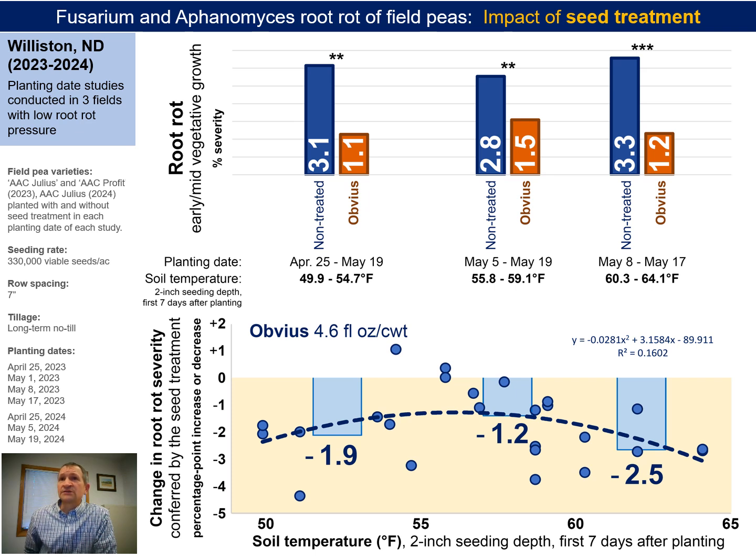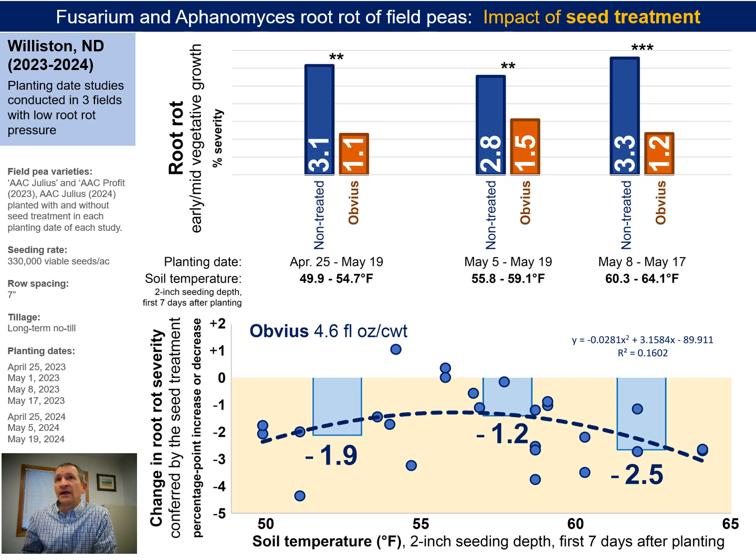But what you can see here is that these are the results across 2 field pea varieties and 2 years. Okay, and this is the root rot severity relative to the soil temperature in the first 7 days after planting. You can see a really wide range in planting dates because everything's contingent on just how thick the residues were in that no-till field and just how warm or cool it was that year.